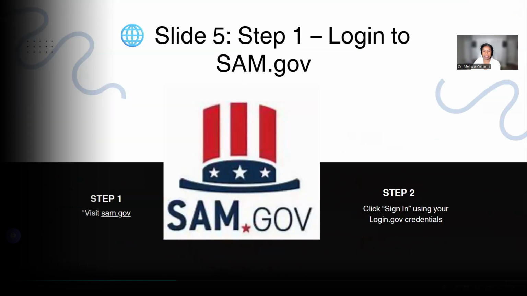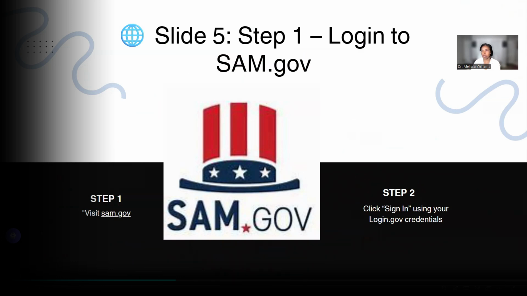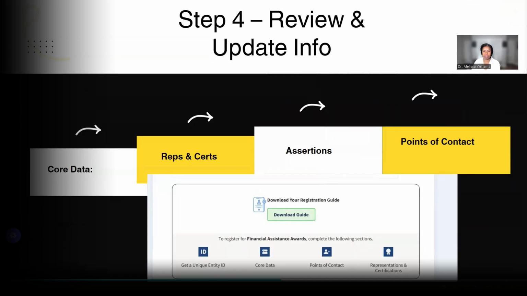Step-by-step walkthrough. So you're going to log into SAM.gov. You're going to click Workspace, and then you're going to find your entity and click Update. This opens your editable SAM profile. Now, here's the trick. This isn't where DSBS lives. That comes next. Step 3, you want to click Updates. Step 4, you want to review and update your information.